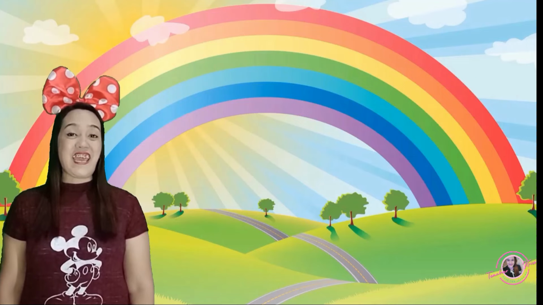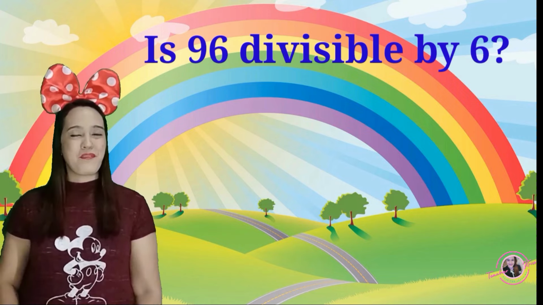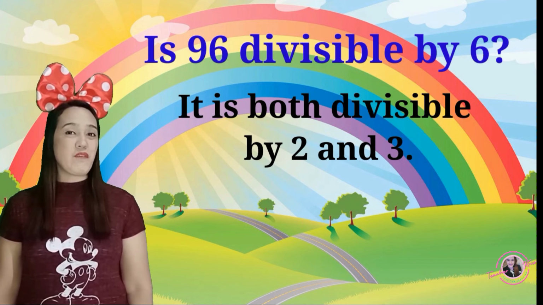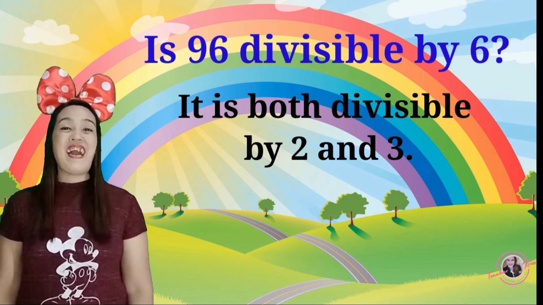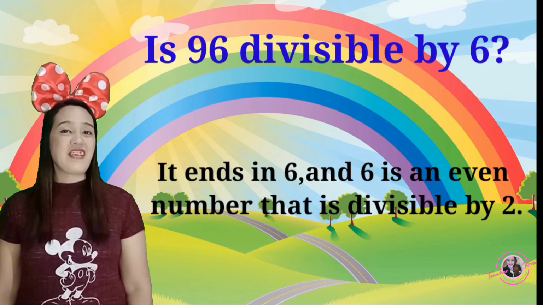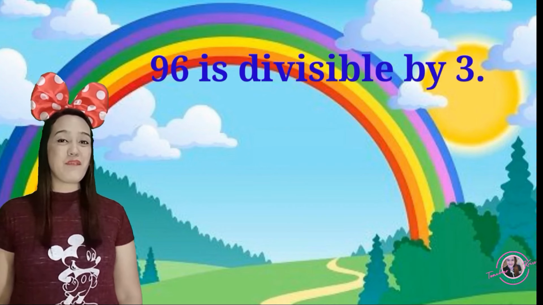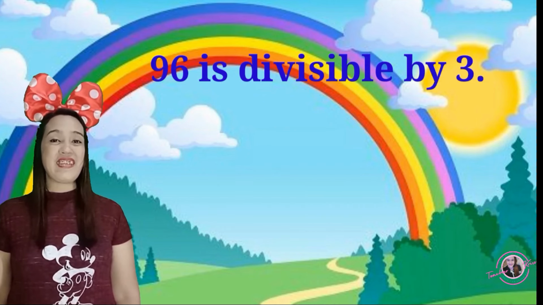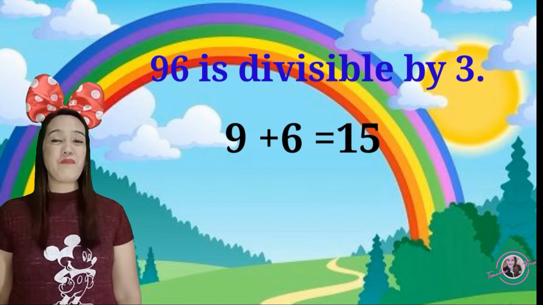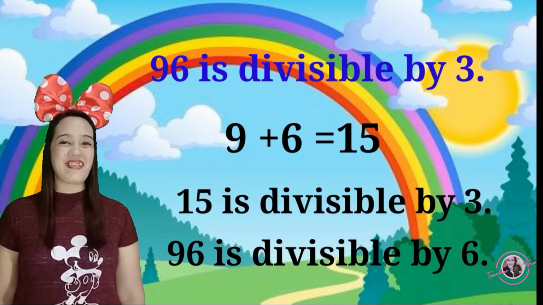So kids, is 96 divisible by 6? Alright, 96 is divisible by 6 because it is both divisible by 2 and 3. 96 is divisible by 2 because it ends in 6 and 6 is an even number which is divisible by 2. 96 is also divisible by 3 because when we get the sum of its digits, which is 9 plus 6, we got the answer of 15, and 15 is divisible by 3. Therefore, 96 is divisible by 6.